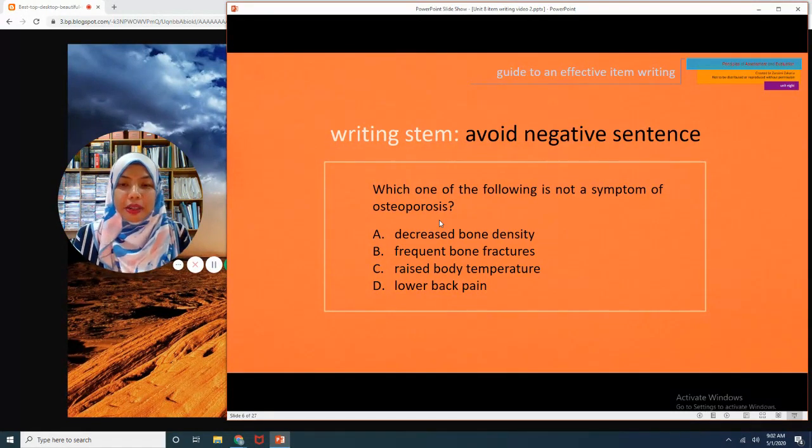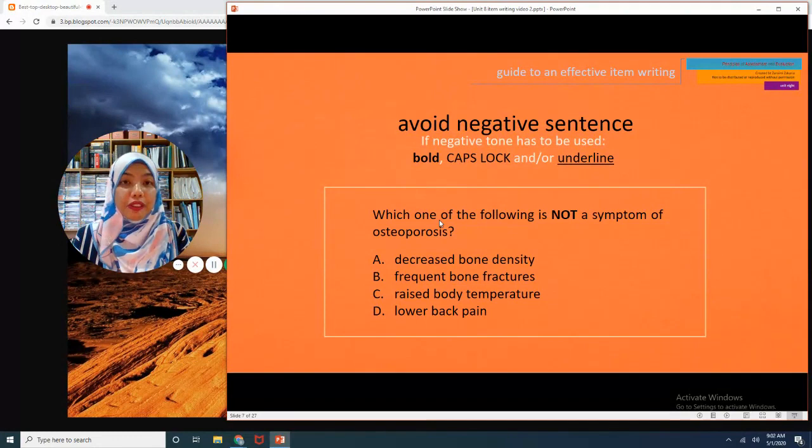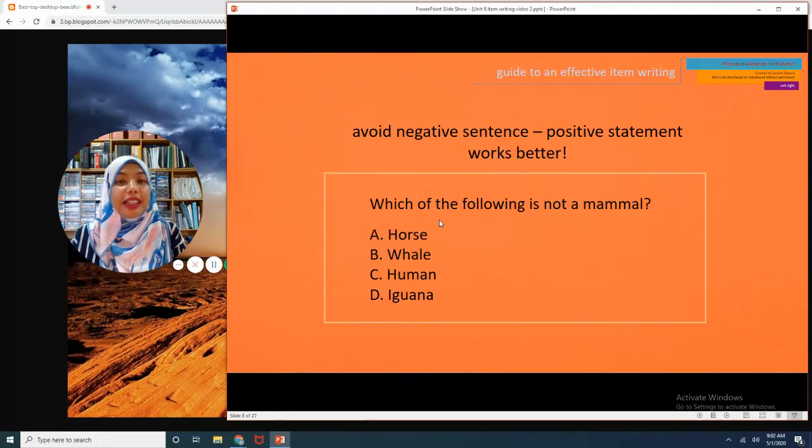Let's look at another example of the use of the word not. This one. Now, which of the following is not a mammal? In terms of being an item, your item has better value by not including the word not there.